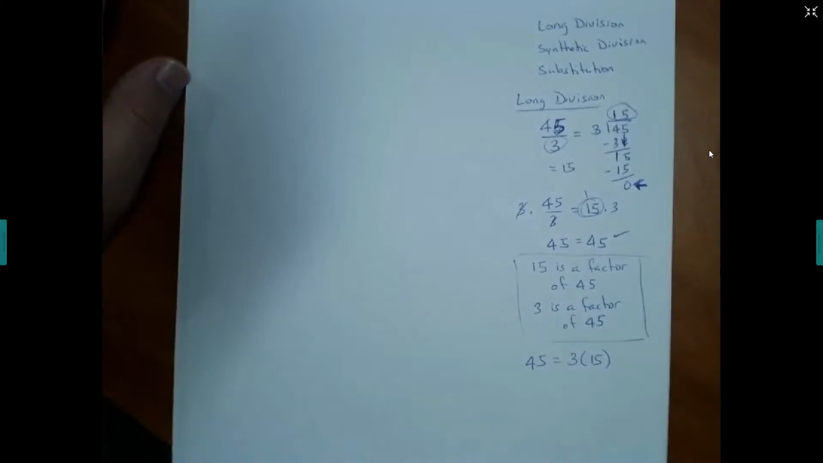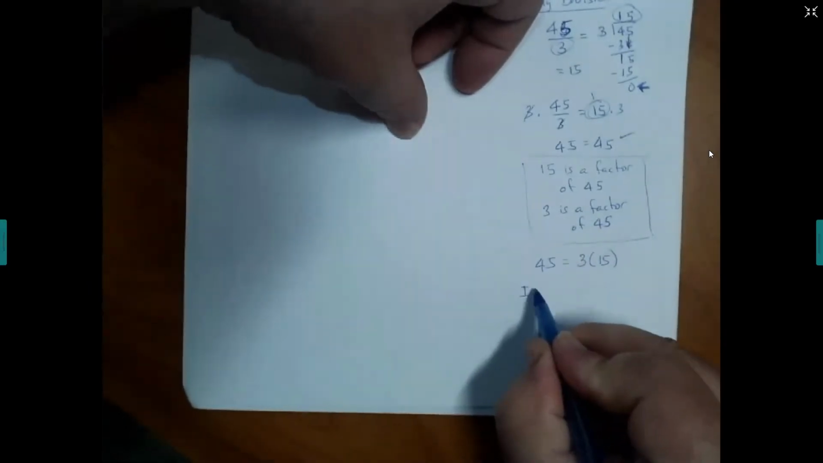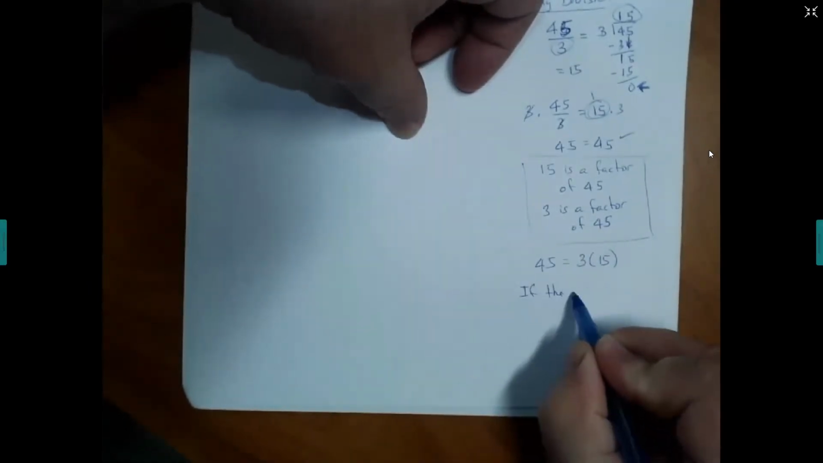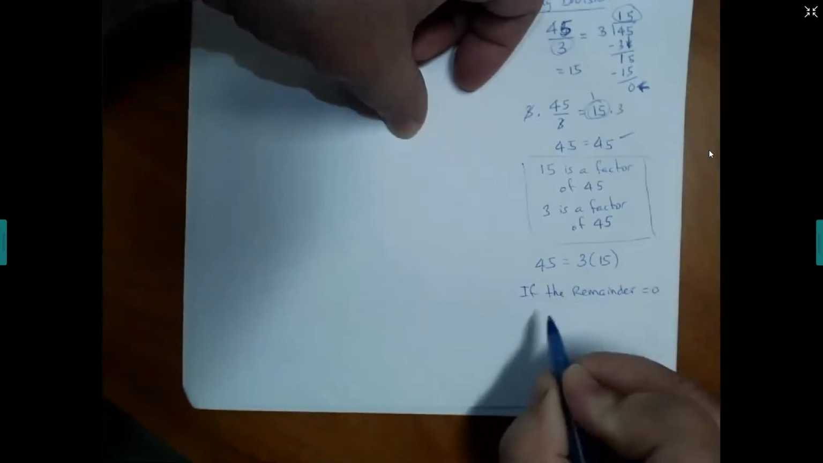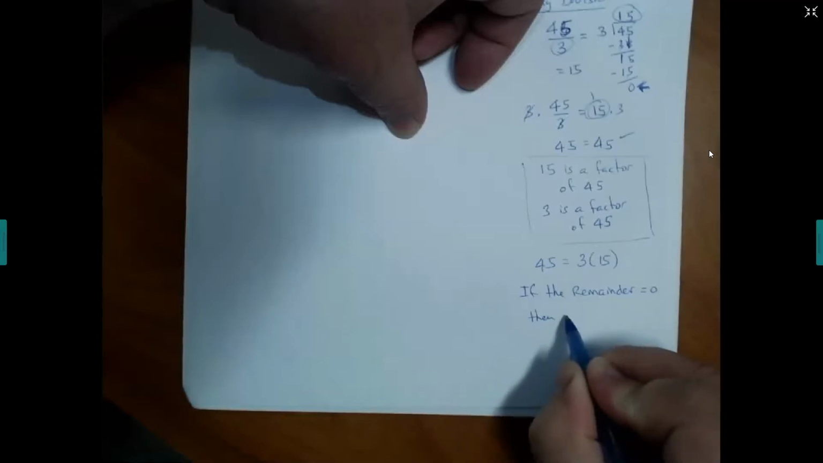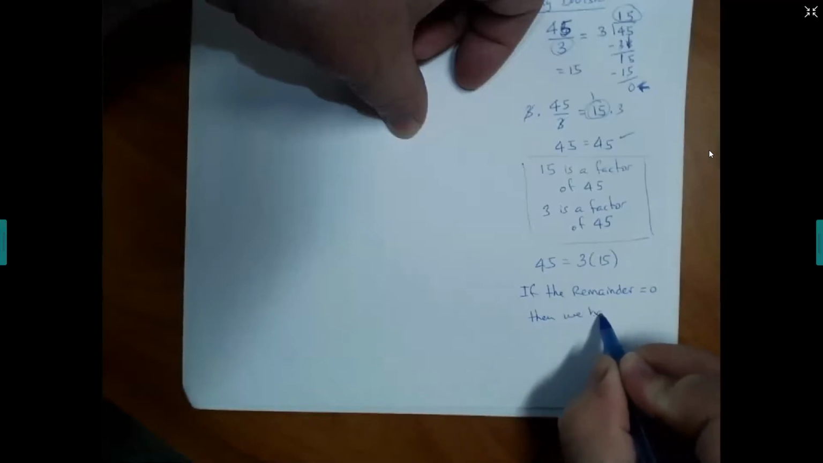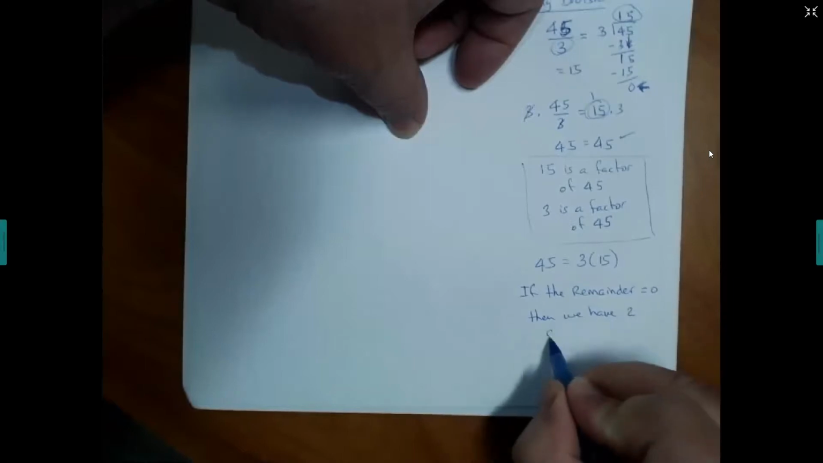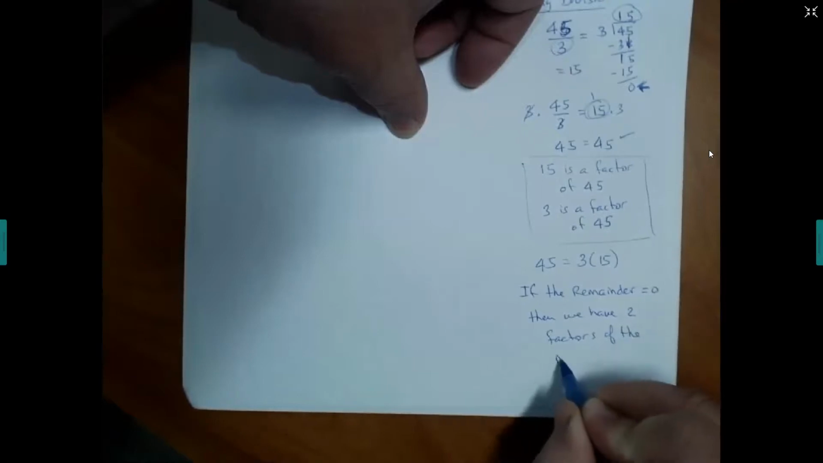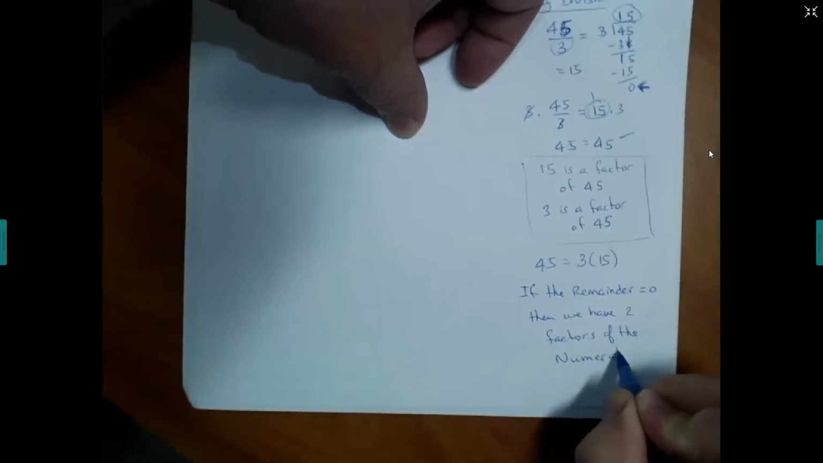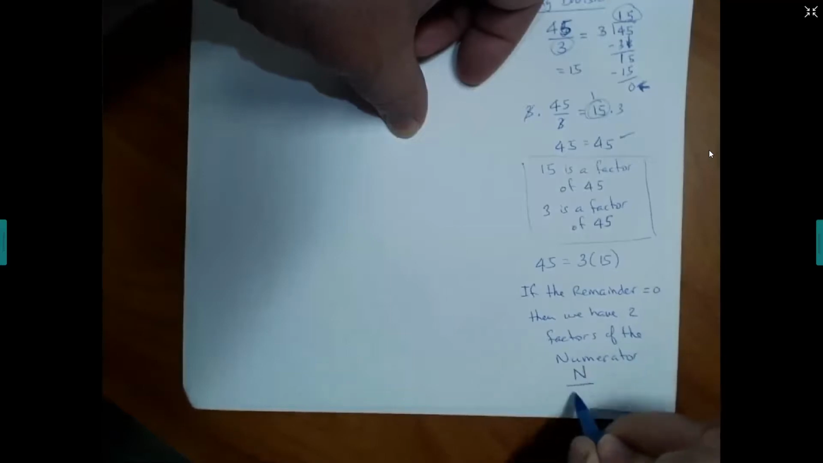If the remainder is equal to 0 using long division or synthetic division, then we know it's a good factor. If the remainder is equal to 0, then we have 2 factors of the numerator. That's numerator over denominator.